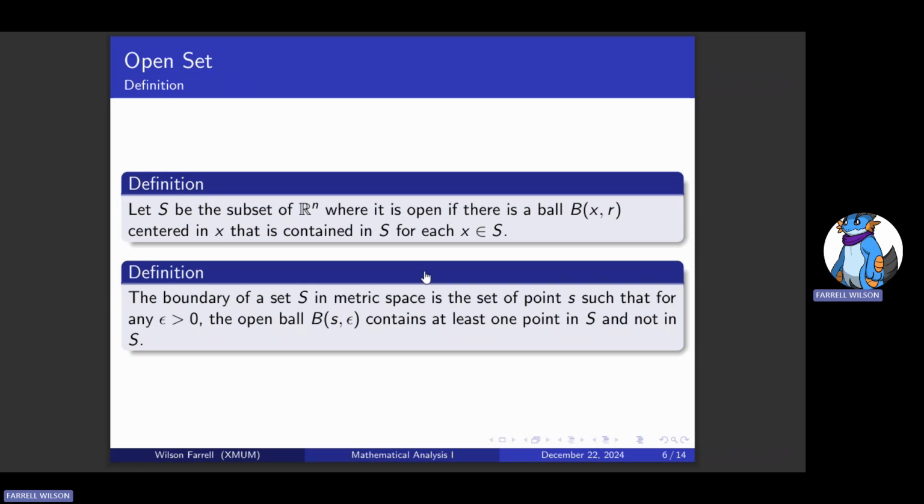The third definition states that the boundary of a set S in a metric space is the set of points such that for any epsilon greater than 0, the open ball contains at least one point in S and one point that is not in S.